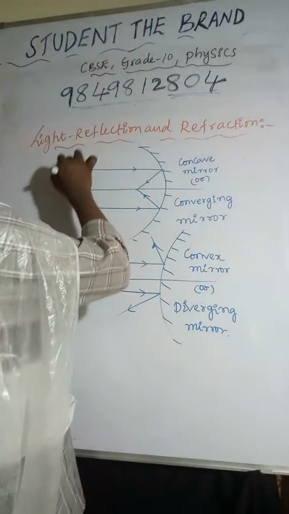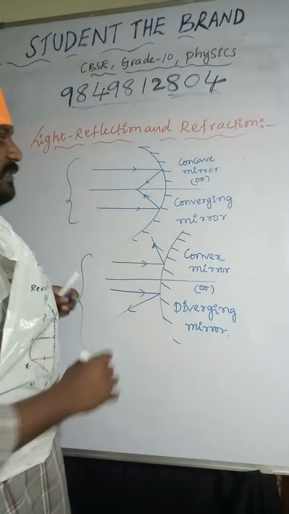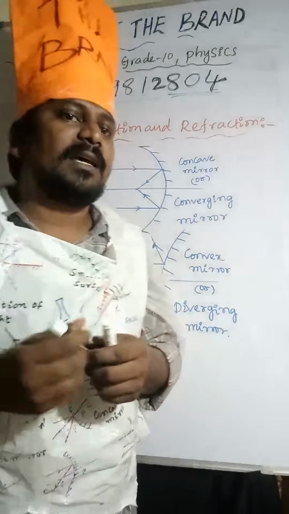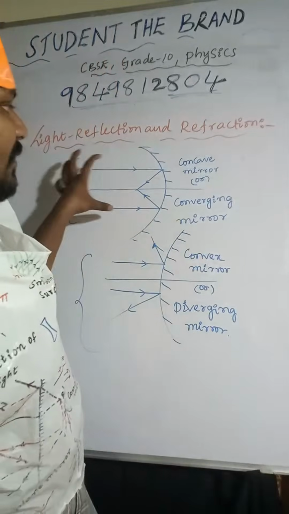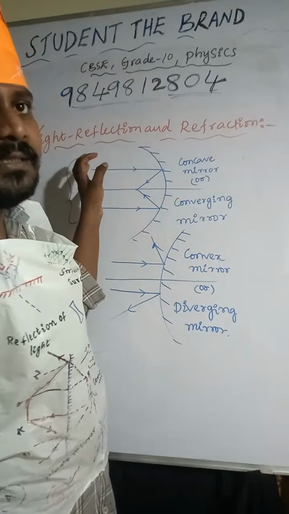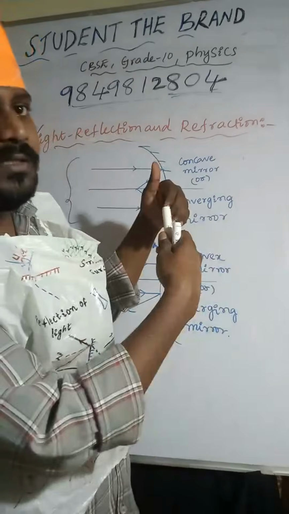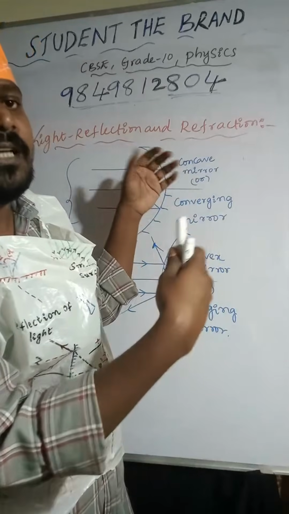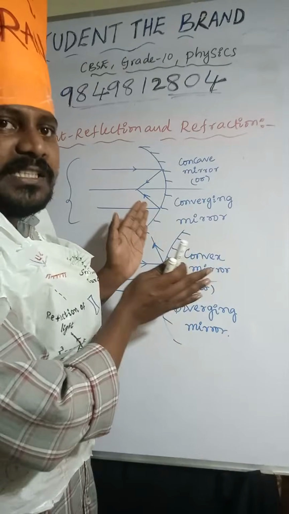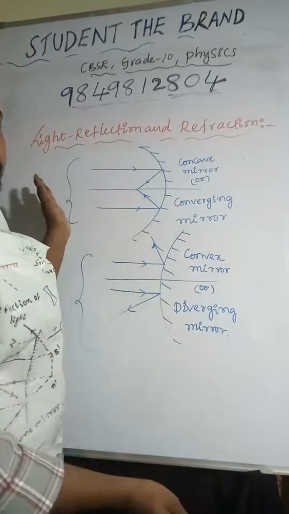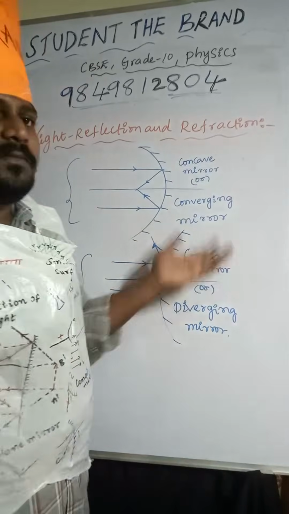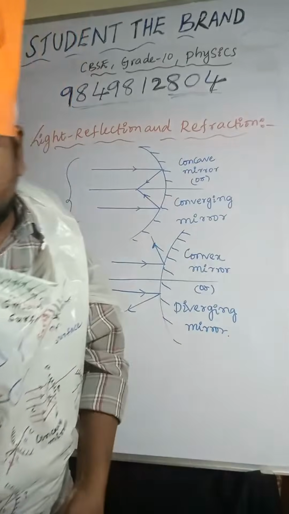Concave mirror is also known as converging mirror, whereas convex mirror is also known as diverging mirror. I hope it is very clear to you. Once again, I'm explaining. After reflection, all reflected light rays are moving towards the principal axis, coming closer, or converging. The mirror is converging the light rays. Whereas in a convex mirror, after reflection, light rays are moving away from the principal axis. That's why it is called a diverging mirror. Converging mirror and diverging mirror, right?